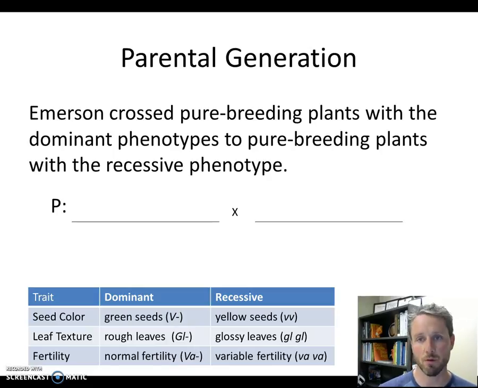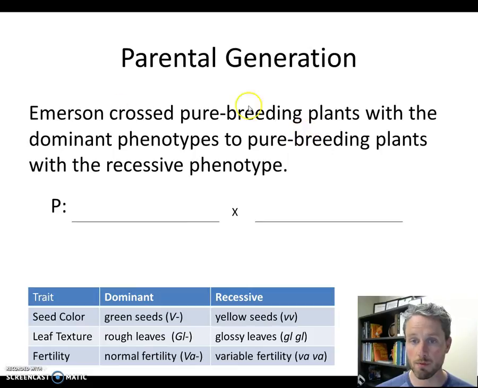But the next thing that we're told in the question is that Emerson crossed pure breeding plants with the dominant phenotypes to pure breeding plants with the recessive phenotypes. This is the P generation. So we want to fill in here, what are the genotypes of these two plants, the pure breeding dominant and the pure breeding recessive. So we can refer back to our symbols.